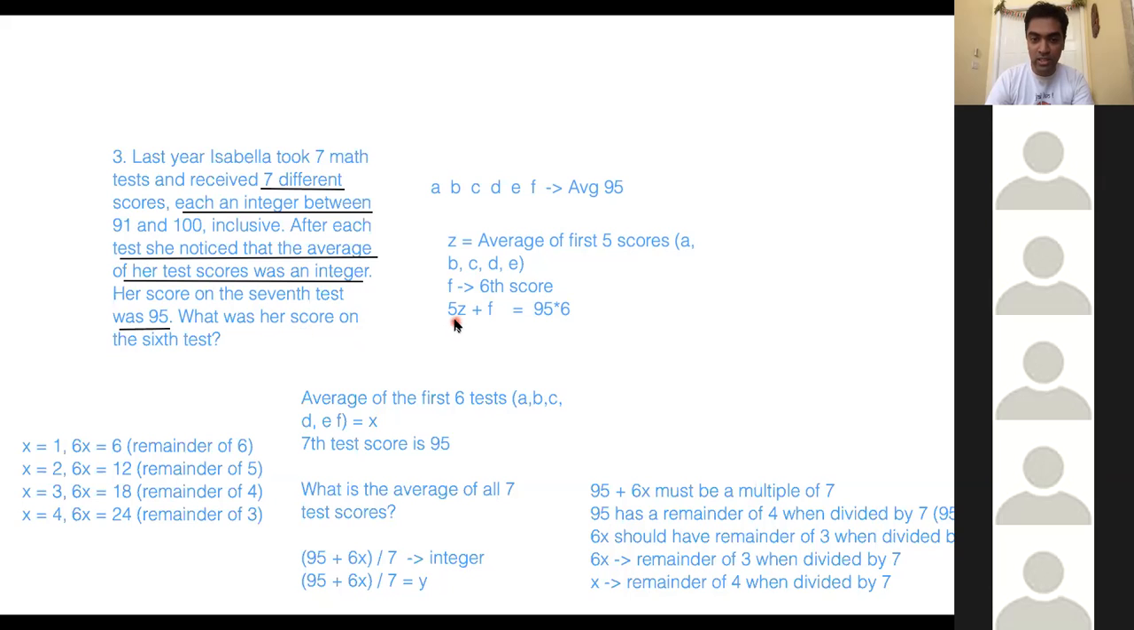Okay, so we know a few things here, right? We know Z and F are both integers. The average of the first 5 scores was an integer, and the 6th score is an integer. Now, also let's look at what is a multiple of 5 here. This right-hand side is a multiple of 5. 5Z is a multiple of 5. What does that tell us about F?